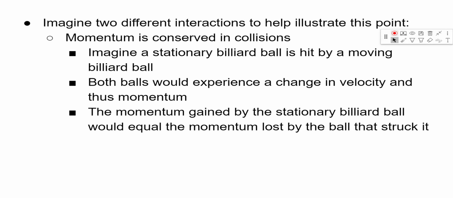Of course, we know in a real world there is friction involved here, which means loss of energy, which means loss of momentum. But in an ideal situation where there was no friction, the momentum would be the same. If you were talking about the momentum of both balls combined before and after the collision, it should be the same.